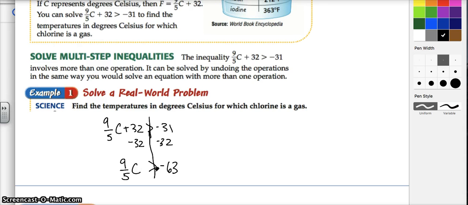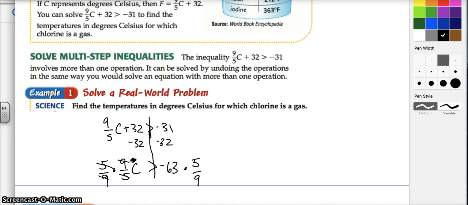Now, what I'm going to do is undo what's happening to C. C is being multiplied by a fraction. To undo that, I'm going to multiply by the fraction's reciprocal, 5/9. But what I do to one side, I do to the other. The question I would ask myself now is, do I have to switch signs? I'm multiplying both sides by a fraction. And the answer is no. The only time I flip signs with an inequality, this is from the last lesson, is when I'm multiplying or dividing both sides of the inequality by a negative number. And since I'm not multiplying both sides by a negative number, no sign will be switched here.